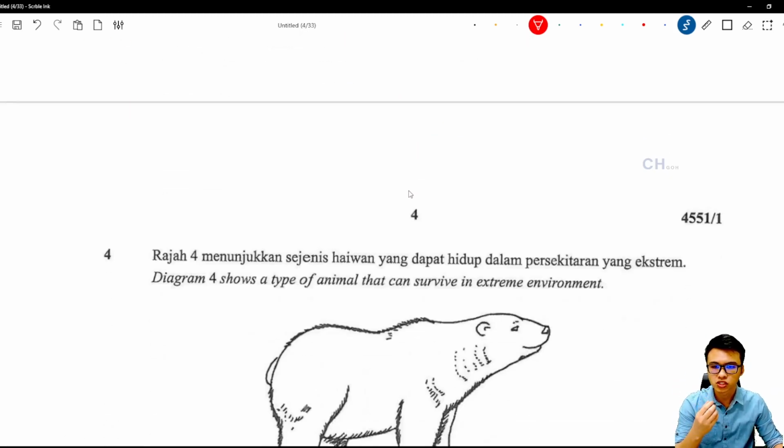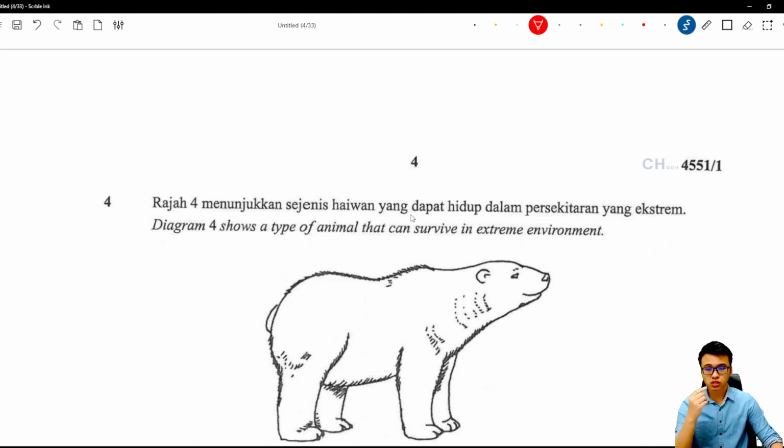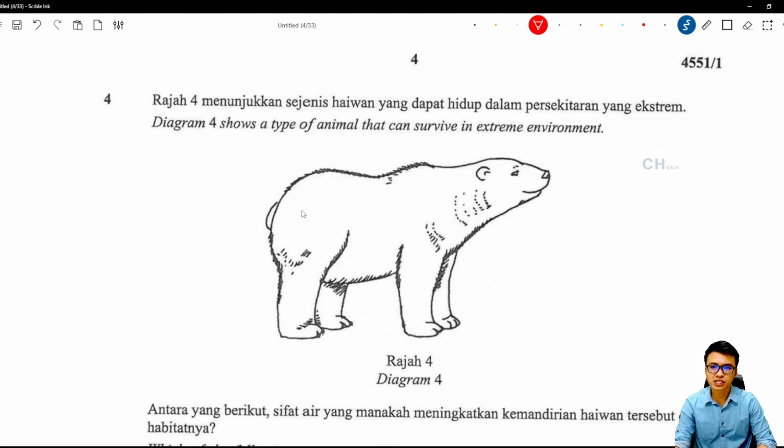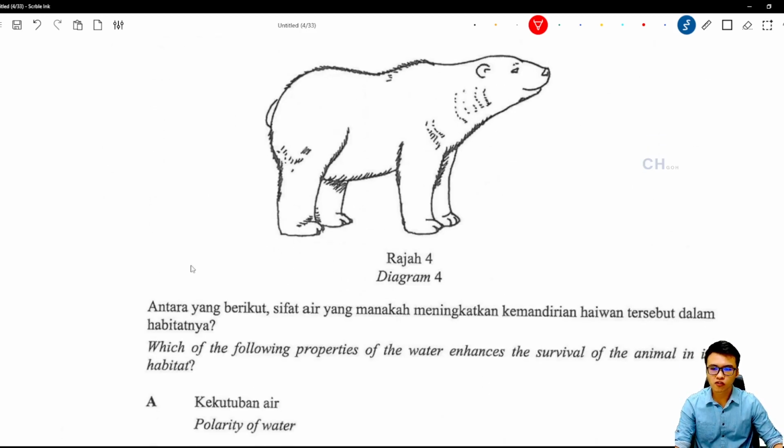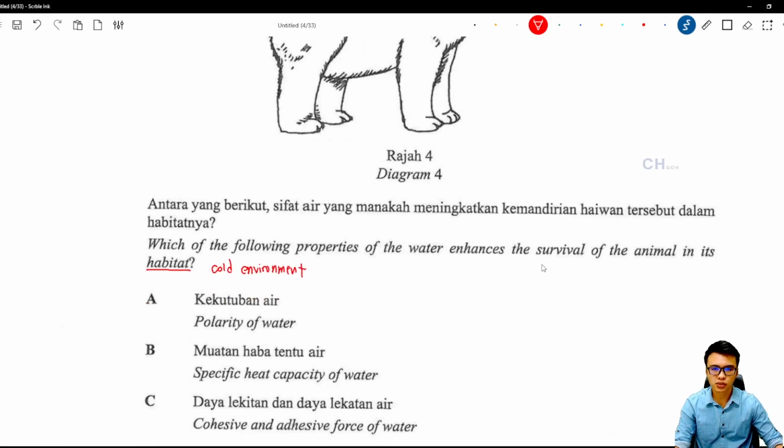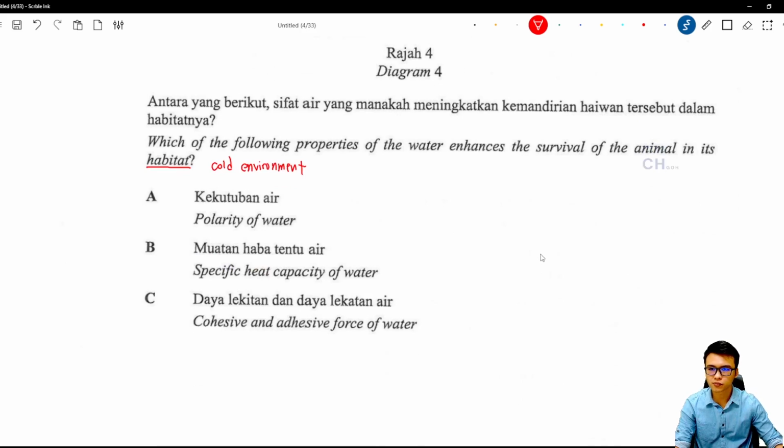Now continue to look at question 4. Diagram 4 shows a type of animal that can survive in an extreme environment. So this guy is a polar bear. Which of the following properties of water enhances the survival of the animal in its habitat? So this polar bear is living in a very cold environment. Okay, so which property can help the animal to survive? So the answer here should be B, specific heat capacity of water.